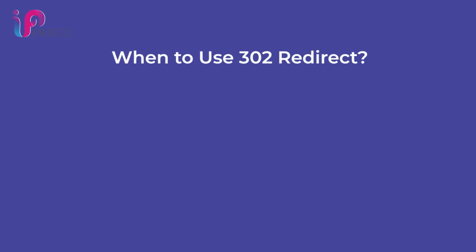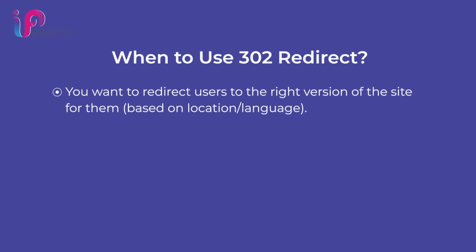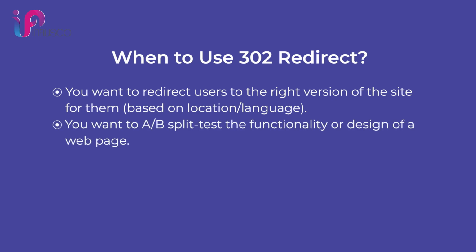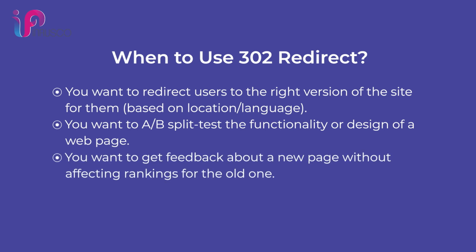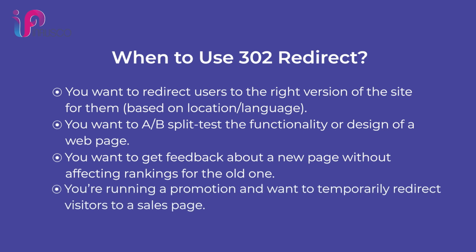When to use a 302 redirect. First, you want to redirect users to the right version of the site for them based on location or language. Second, you want to A/B split test the functionality or design of a web page. Third, you want to get feedback about a new page without affecting rankings for the old one. Fourth, you are running a promotion and want to temporarily redirect visitors to a sales page.